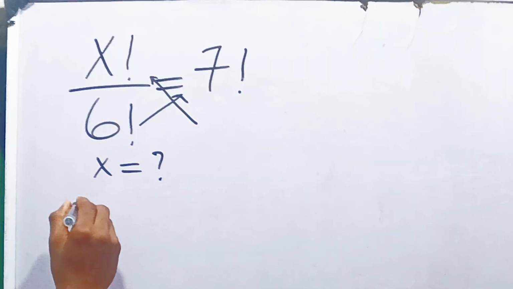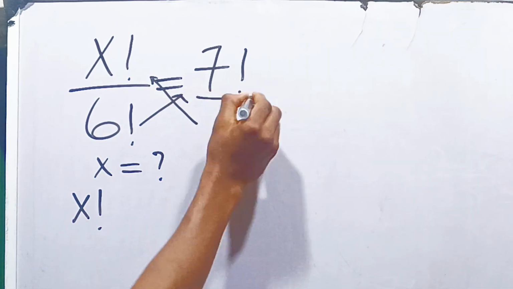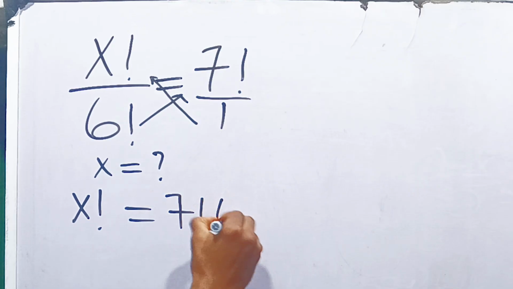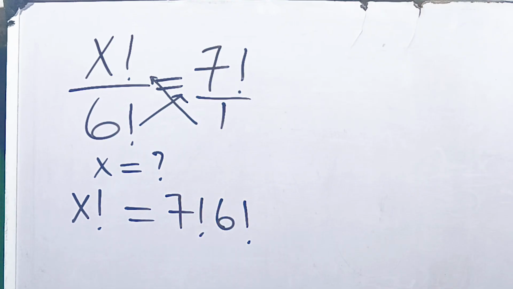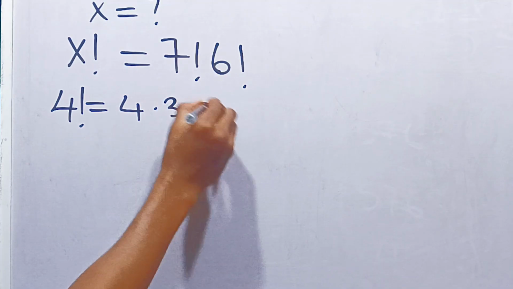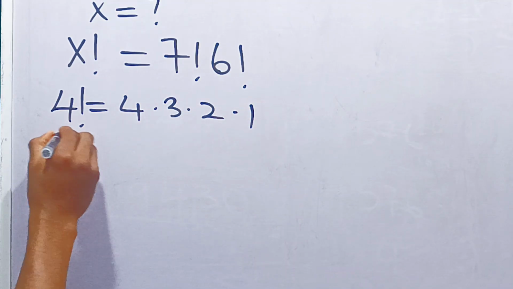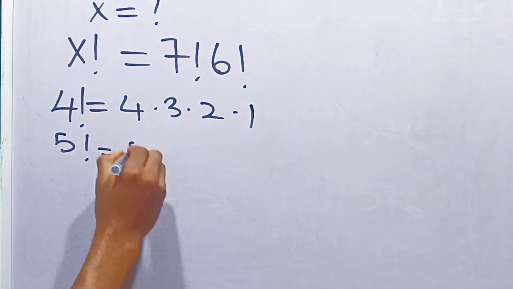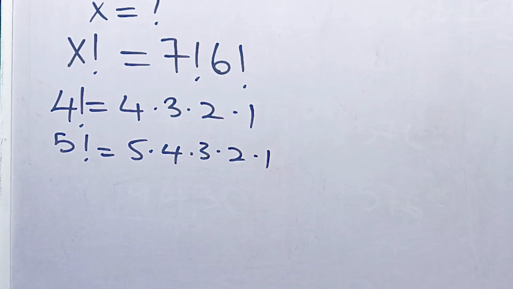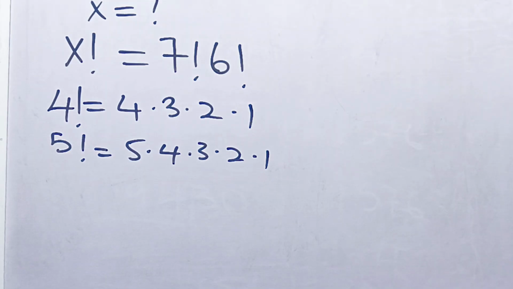So we have x factorial, which is over 1, equal to 7 factorial times 6 factorial. In order to understand what I'm going to do here, I'll tell you what factorial is real quick. A factorial of 4 is equal to 4 times 3 times 2 times 1. The factorial of 5 is equal to 5 times 4 times 3 times 2 times 1. So this just gives you a pictorial example of what a factorial is.